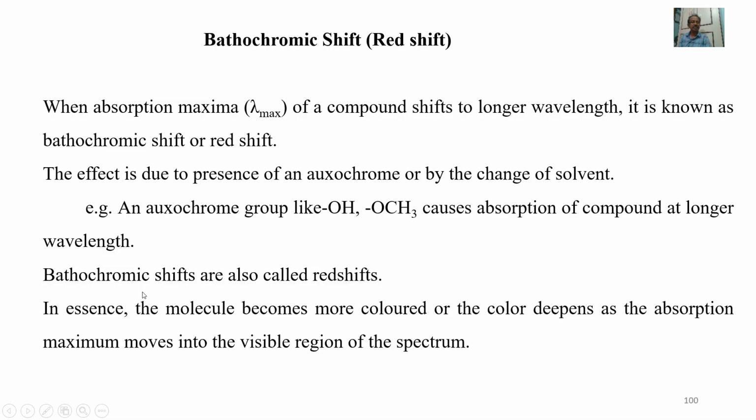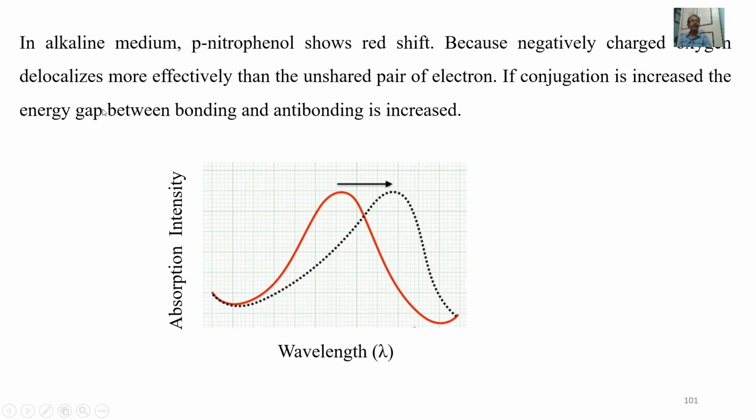In essence, the molecule becomes more colored or the color deepens as the absorption maximum moves into the visible region of the spectrum. In alkaline medium, p-nitrophenol shows red shift because the negatively charged oxygen delocalizes more effectively than the unpaired pair of electrons. If conjugation is increased, the energy gap between bonding and anti-bonding is decreased. So it shows that the absorption moves towards the longer wavelength.